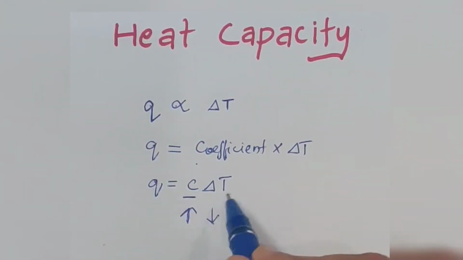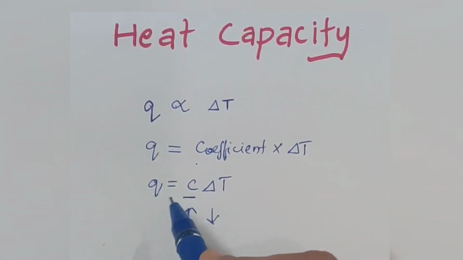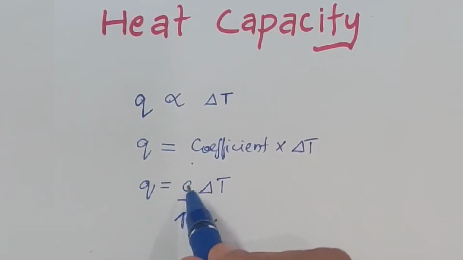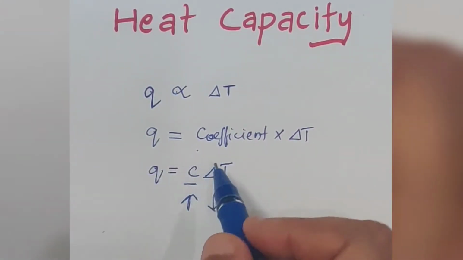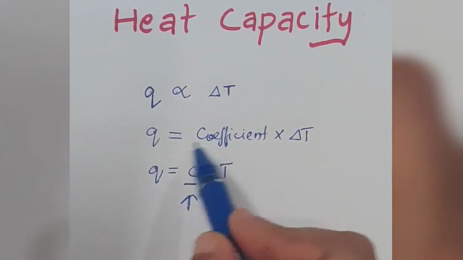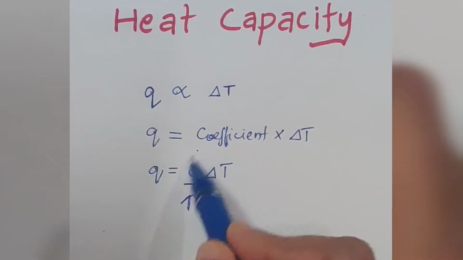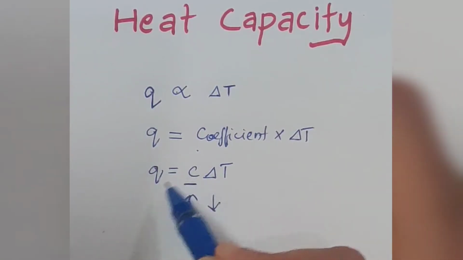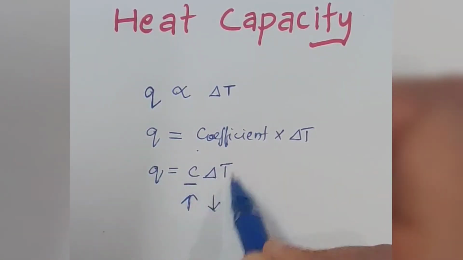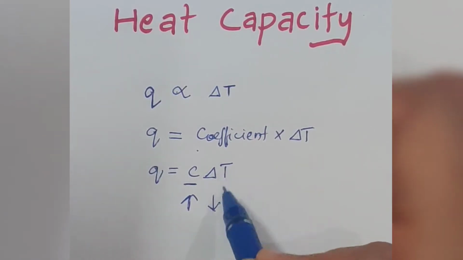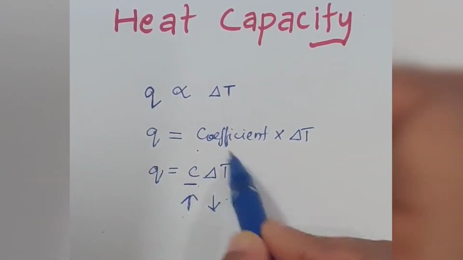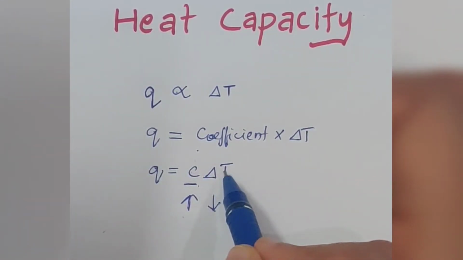In other words, those substances which have high heat capacity, if you provide the same amount of heat to them, the increase in temperature would be less. When the heat capacity is increased, the rise in temperature will be lower.